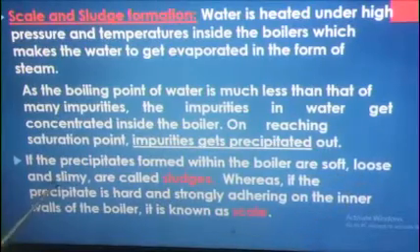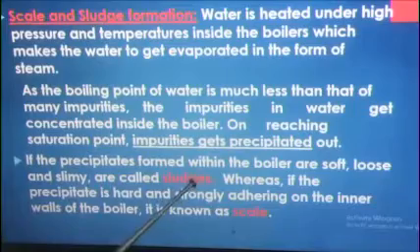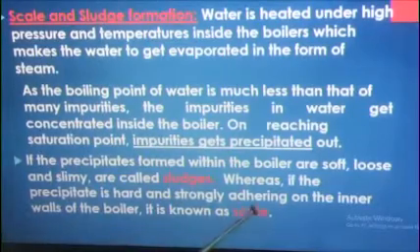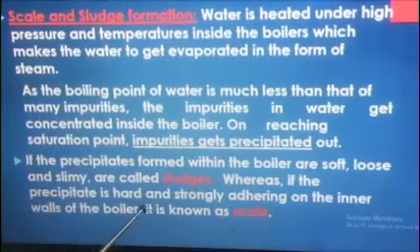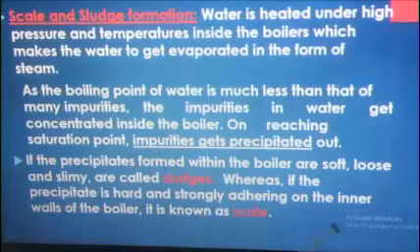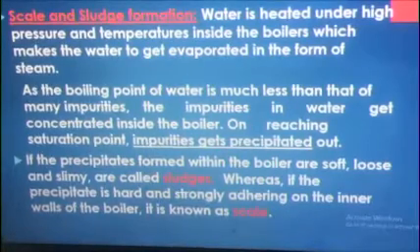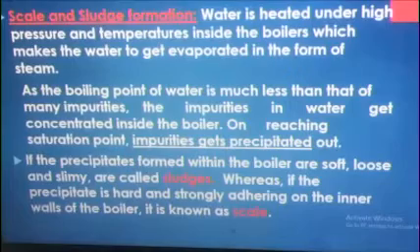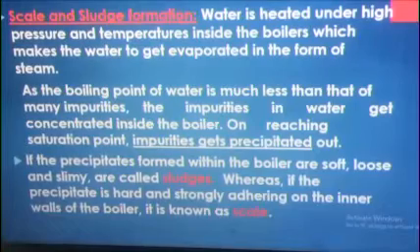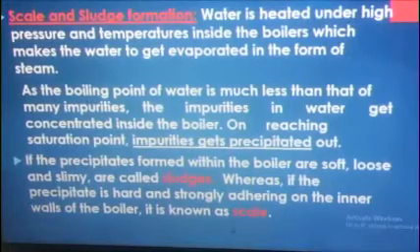If the precipitate formed within the boiler is soft, loose and slimy, then it is called sludge. Whereas if the precipitate is hard and strongly adhering onto the inner walls of the boiler, it is known as scale. So this is how scale and sludge are formed inside the boiler.